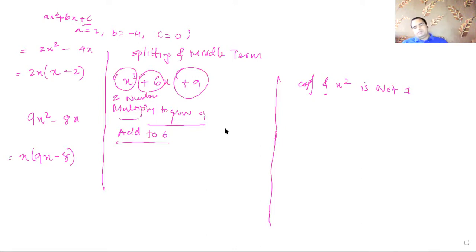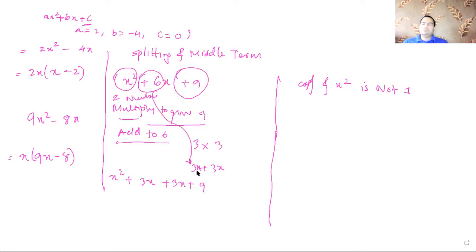The two numbers that come to mind are 3 and 3, because 3 threes are 9 and 3 plus 3 is 6. So when we split the middle term, in this case x squared plus 6x plus 9, the 3 and 3, these two numbers that you got, you just attach x to them. So x squared plus 6x can be broken down as x squared plus 3x plus 3x plus 9.